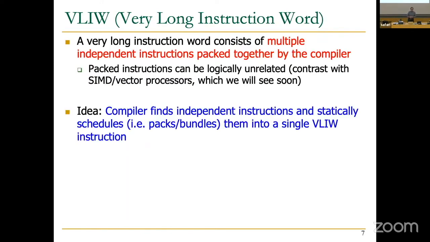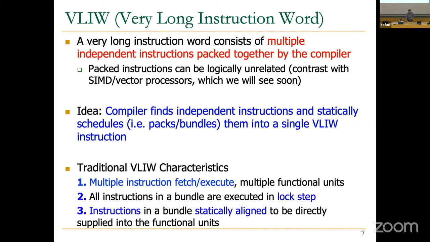And the main idea of VLIW, which we've discussed, is that the compiler finds independent instructions and statically schedules them, or packs or bundles them into a single VLIW instruction. Remember, we discussed static scheduling versus dynamic scheduling. This is completely static, meaning hardware doesn't need to find independent instructions like we did with out-of-order execution or superscalar execution. So traditional characteristics of VLIW, basically you fetch multiple instructions, you execute them, and you have multiple functional units. This is very similar to superscalar, as we discussed.